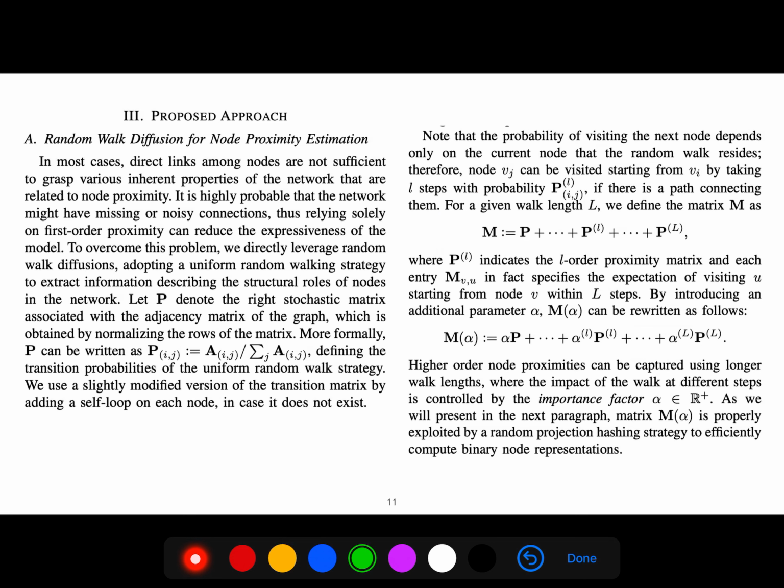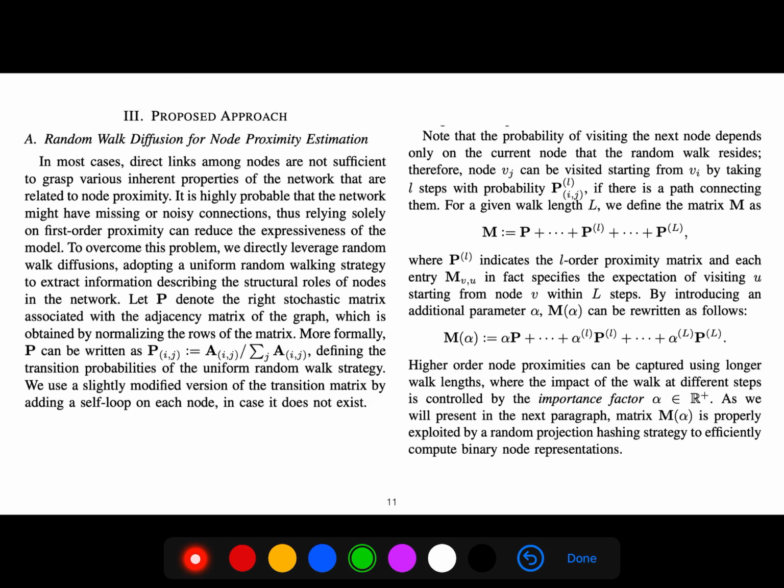So this is the proposed approach, random walk diffusion for node proximity estimation. In most cases, direct links among nodes are not sufficient to grasp various inherent properties of the network that are related to node proximity. It's highly probable that a network might have missing or noisy connections. Thus, relying solely on first-order proximity can reduce the expressiveness of the model. To overcome this problem, we directly leverage random walk diffusions, adopting a uniform random walking strategy to extract information describing the structural roles of nodes in the network.